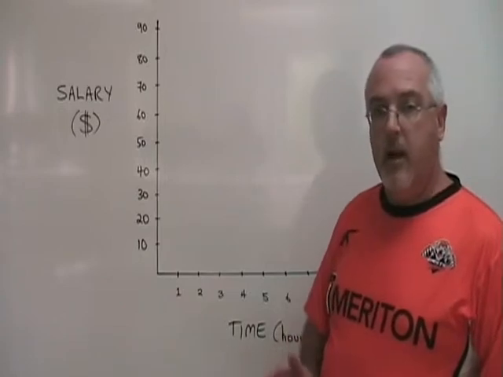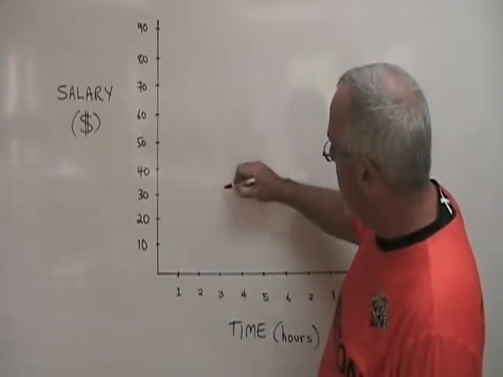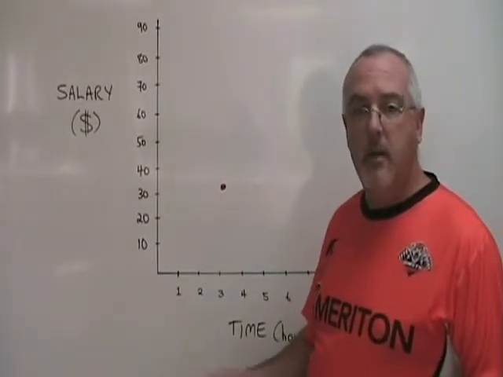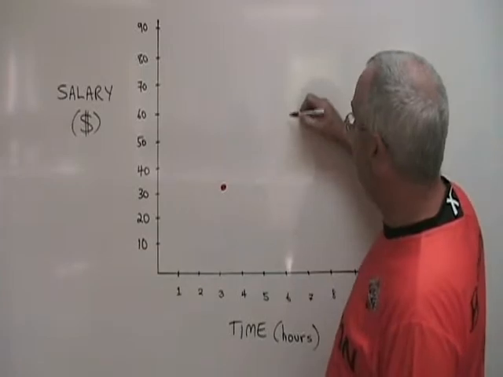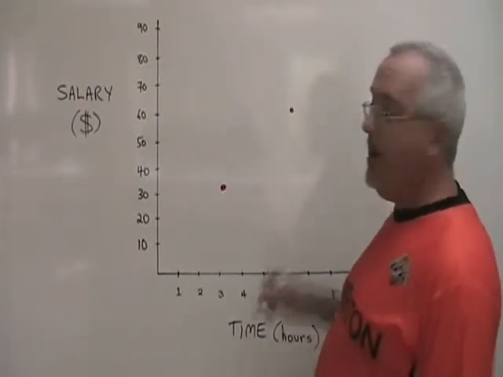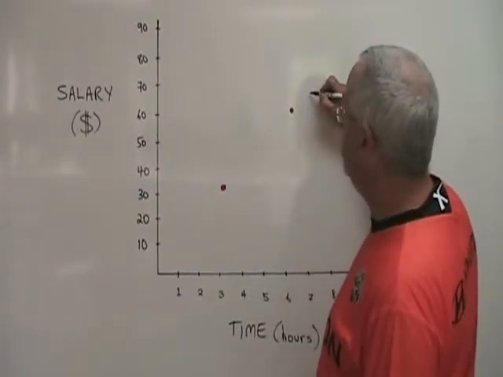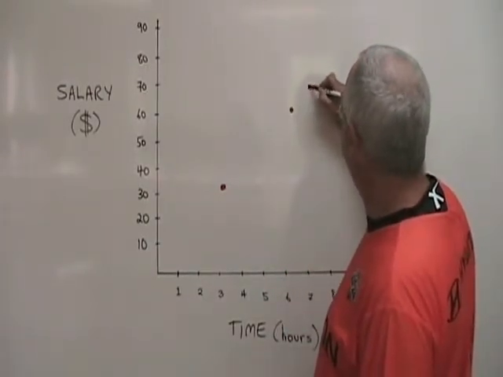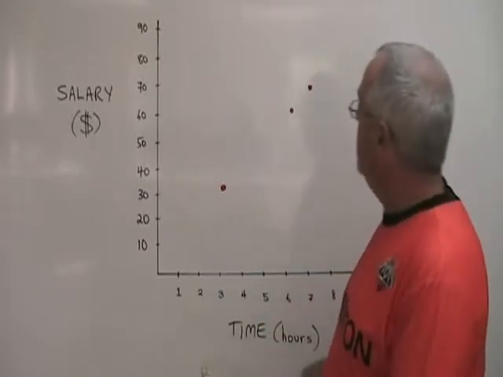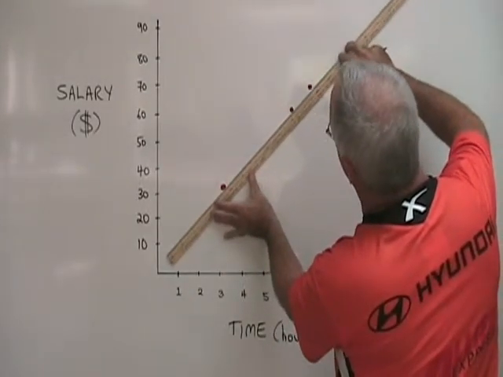If I work 3 hours, I will earn $30. If I work 6 hours, I will earn $60. And if I work 7 hours, I will earn $70. This allows us to graph the situation.